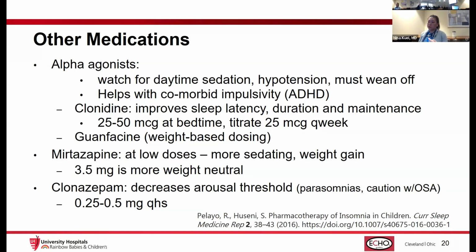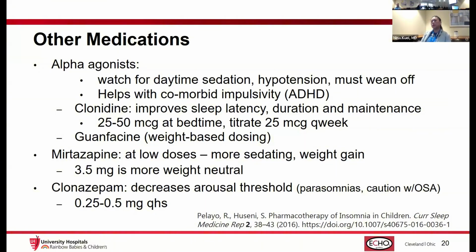At that point, what you would do is redose again at the awakening if they have at least 4 hours of sleep, usually at a lower dose. But the big thing to watch out for with these is daytime sedation, any hypotension, and the fact is it affects blood pressure. And so it needs to be weaned off.